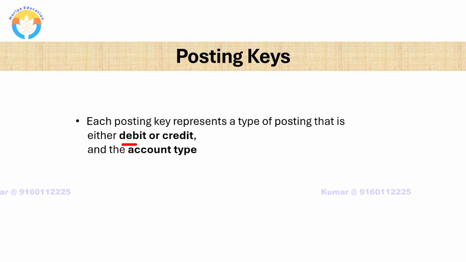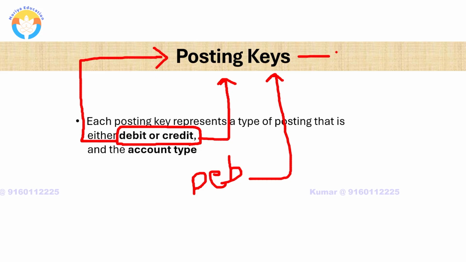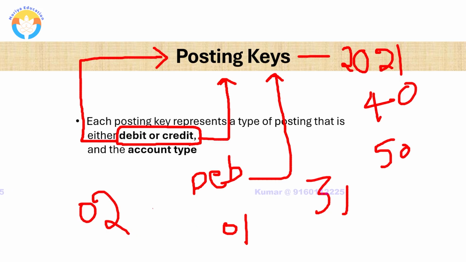In accounts, we have debit and credit. You know debit and credit. So what we do is we don't call debit and credit in SAP. We call each debit and credit with posting keys. Posting keys are also denoted with two characters, but not alphabets. They will be numbers like 20, 21, 40, 50, 31, 01, 02, like this. Posting keys will be like this.